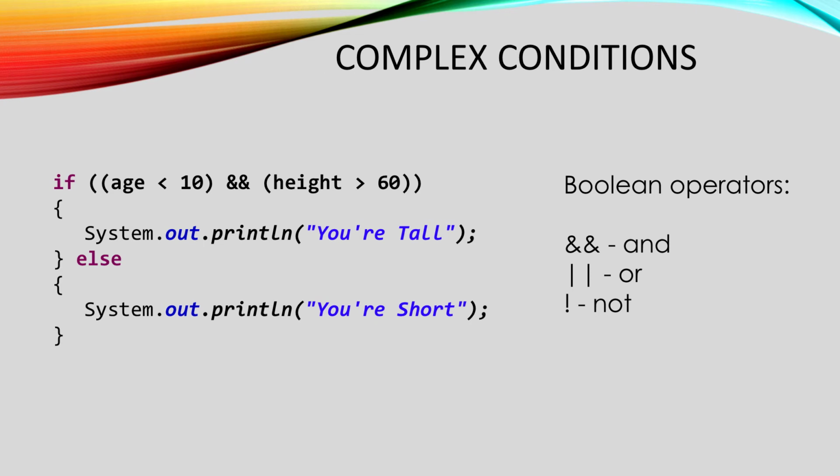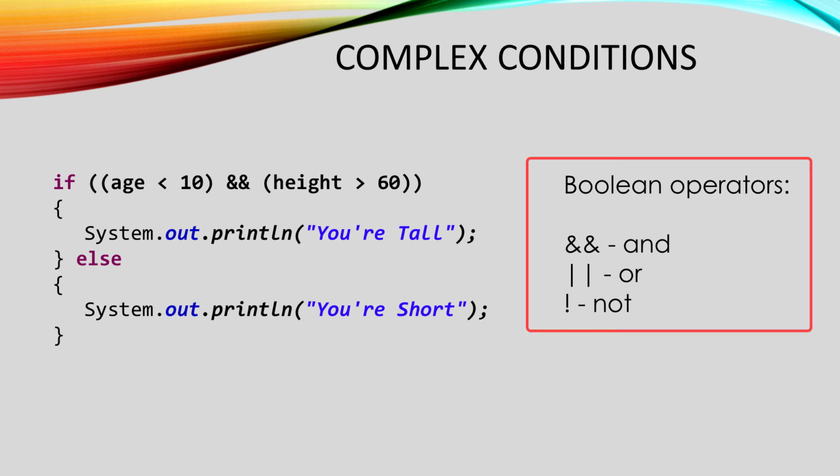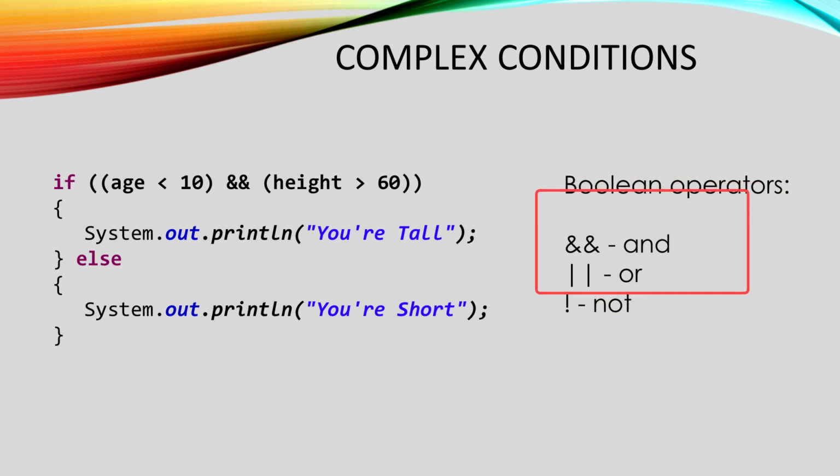The expression in the condition of an if statement can get pretty complicated. In addition to making comparisons, we can combine Boolean expressions using the operators ampersand ampersand for and, meaning both of the operands have to be true for the expression to be true, and vertical bar for or, meaning the expression is true if either of the operands is true.